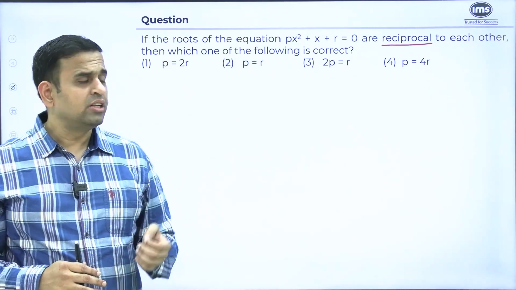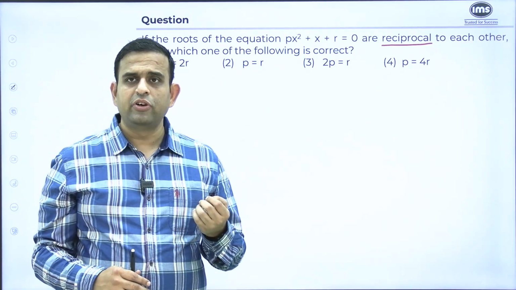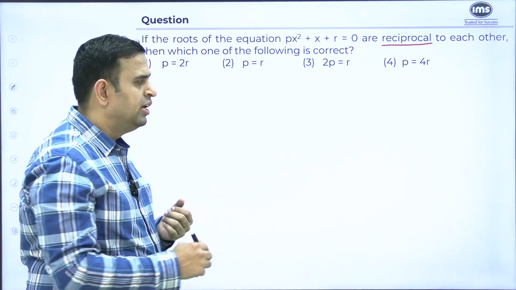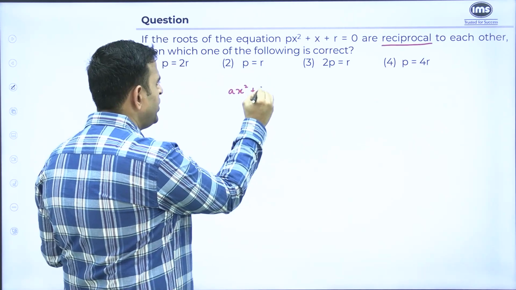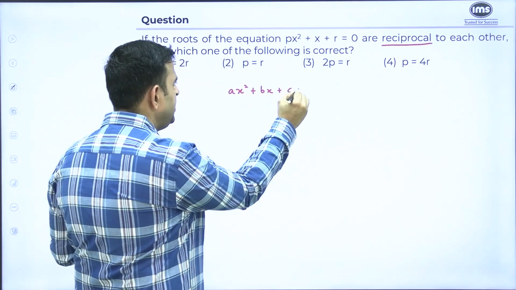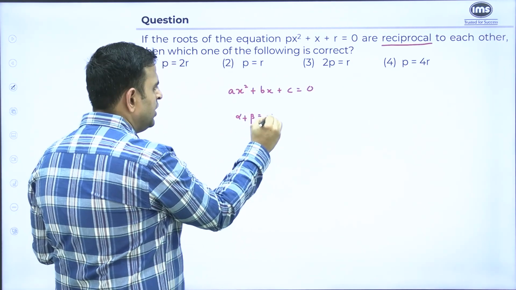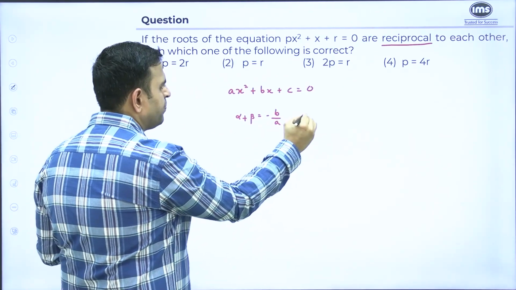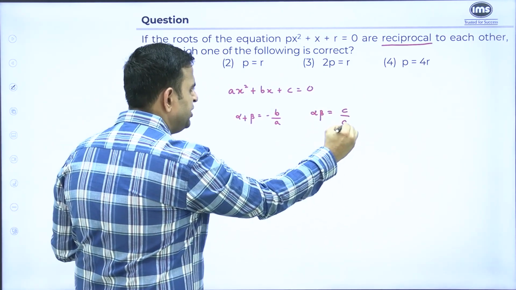The question says, which of the following is going to be correct? So in this particular context, first of all, understand we should know this property that in case I talk about the standard quadratic, which is ax square plus bx plus c equals to 0, the sum of the roots is minus of b by a. Alpha into beta, the product should be equal to c by a.